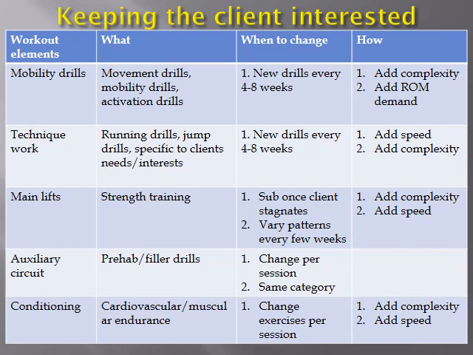With conditioning, we want it to be different. We want to use different exercises because we want this to be as inefficient as possible. We don't want the body to adapt, so we're going to use different things to prevent that. As far as breaking down the art, keep the first 3 things the same. We're teaching technique, mobility, and main lifts. Keep those fairly similar. Auxiliary circuit and conditioning, you could change those all day. That's not a problem.